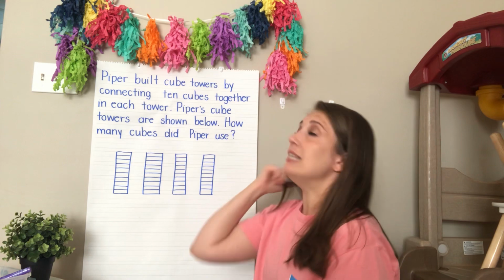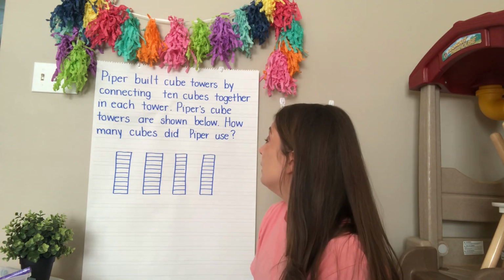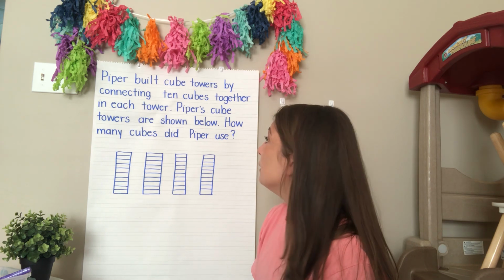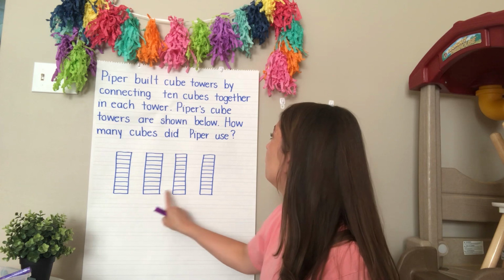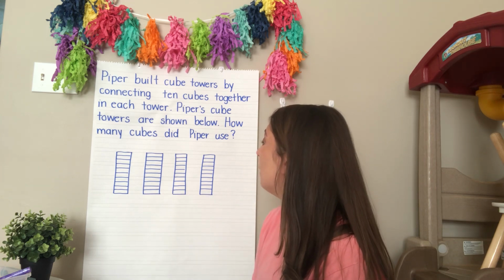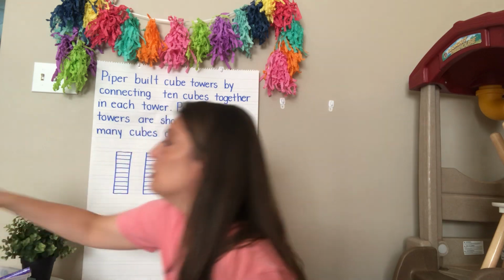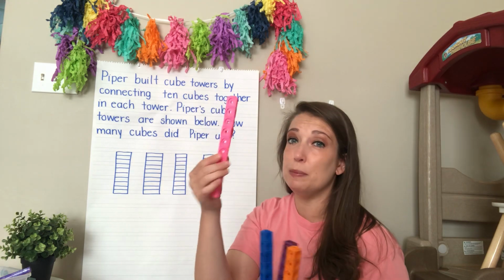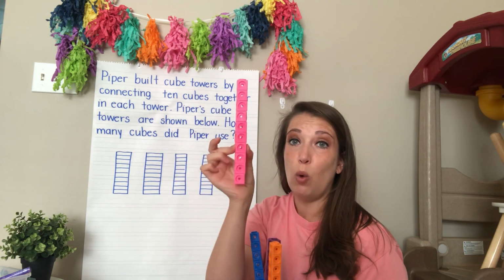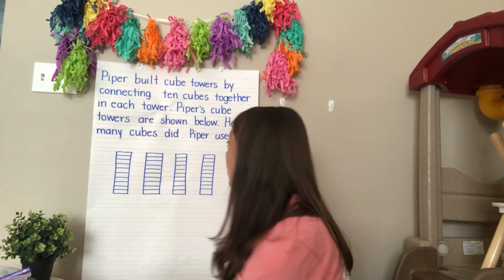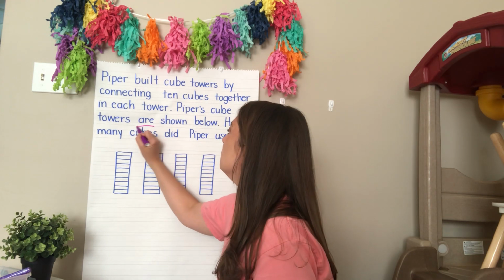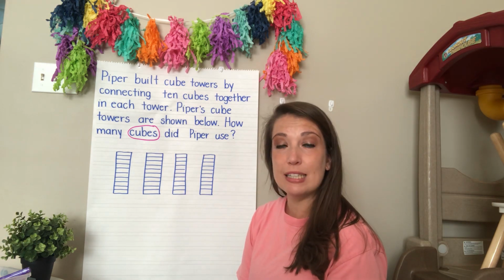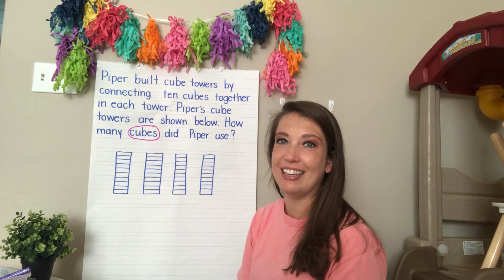All right, this one says, Piper built cube towers by connecting 10 cubes together in each tower. Piper's cube towers are shown below. How many cubes did Piper use? Okay, so she has 4 cube towers. There are 10 cubes in each tower. So 10 cubes, 1 tower. It's wanting to know how many cubes Piper used. Okay, so go ahead and pause the video and write the answer that you think.